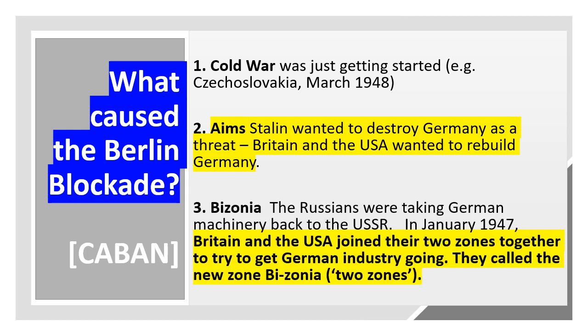Okay? The thing that sparked it off at the time, the short-term cause of it, was the creation of something called Bizonia. Bizonia's two zones. The Americans and the British decided to combine their two zones because they'd been working separately up until then, and combine their expertise and their resources to help industry get up and running again, rather than carry on being independent of each other. So Bizonia, two zones, is what they created. Stalin took this very badly and thought, hang on, what's going on here? They're trying to create their own countries over there.